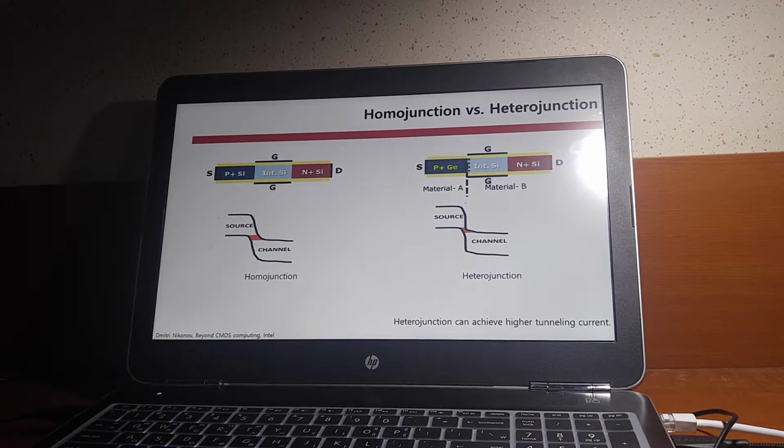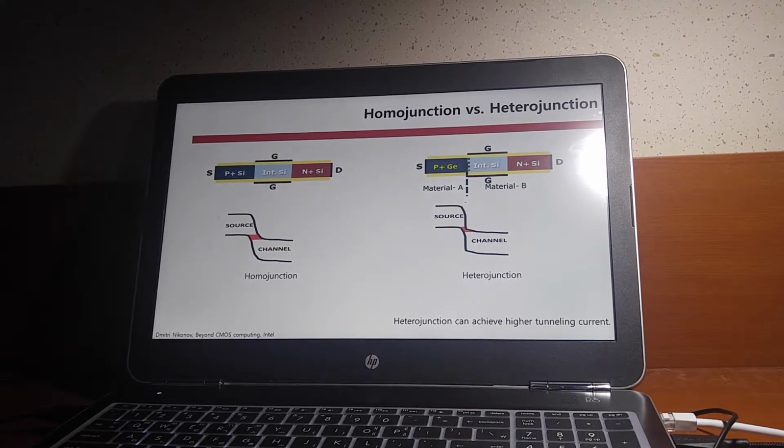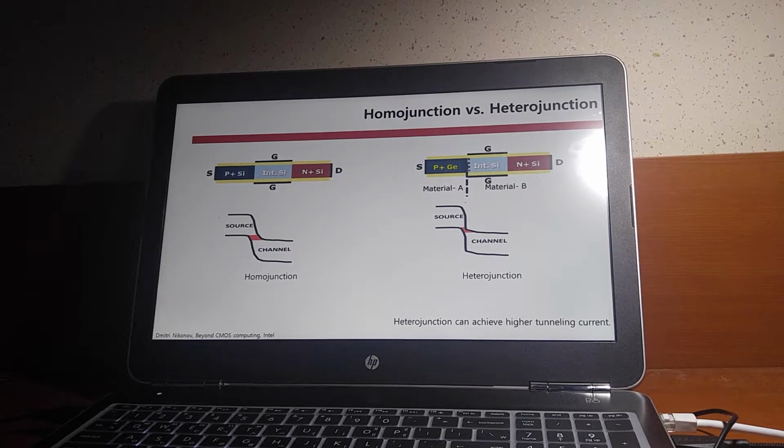I'm gonna introduce homojunction and heterojunction. As you can guess from the name, homo means one and hetero means more than one. In the history of semiconductors, we usually used homojunctions like a PN diode, but nowadays we usually use heterojunctions.